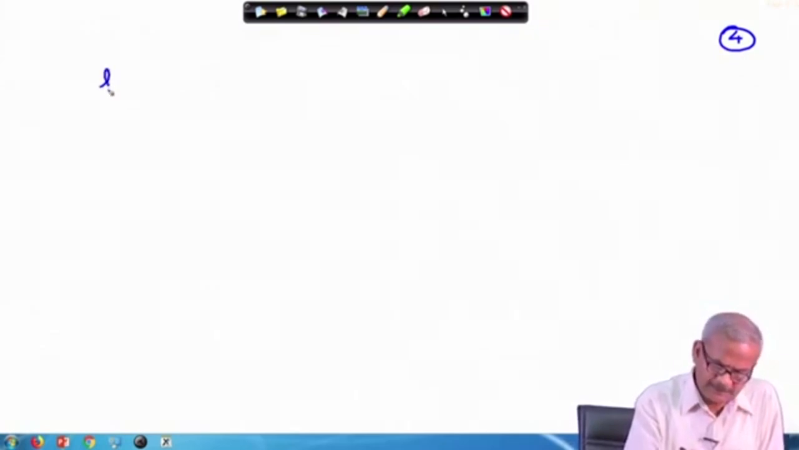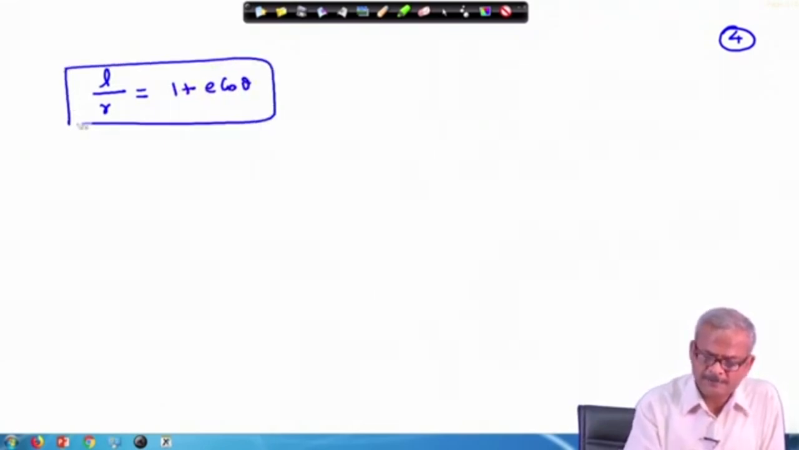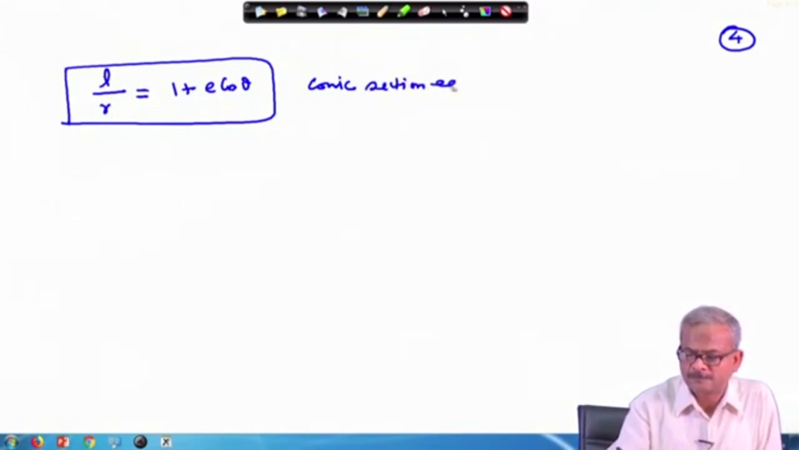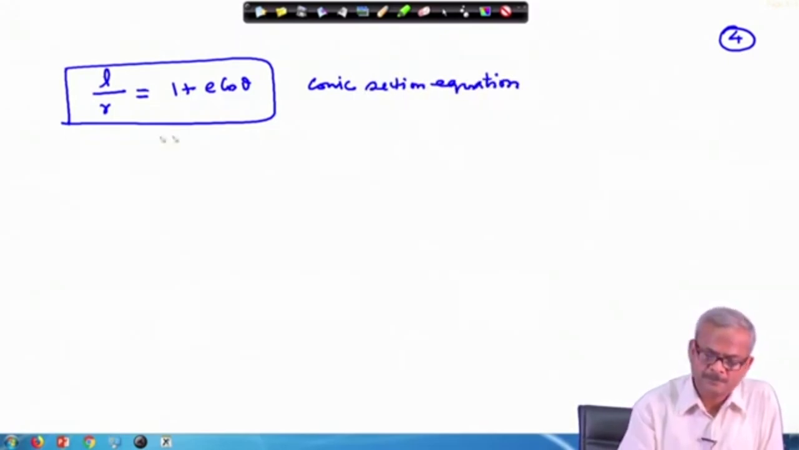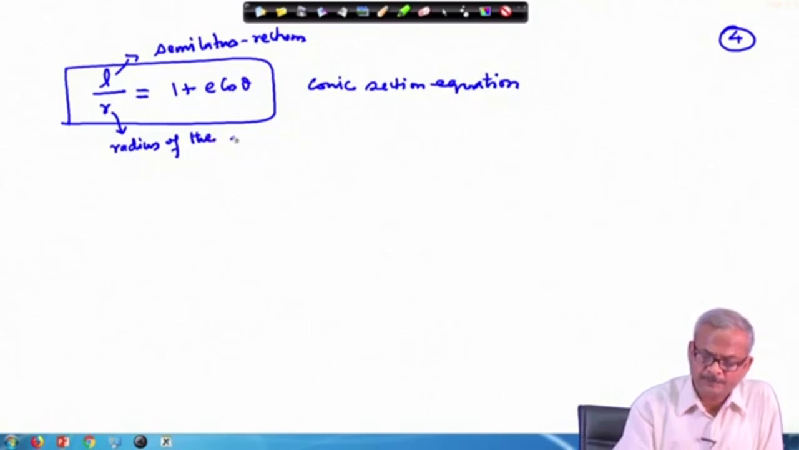So, let us start with, as I told you, go and refer back to our lecture on space flight mechanics. This equation I am writing here is called the conic section equation. L is called the semi latus rectum, and r is obviously the radius of the satellite orbit.